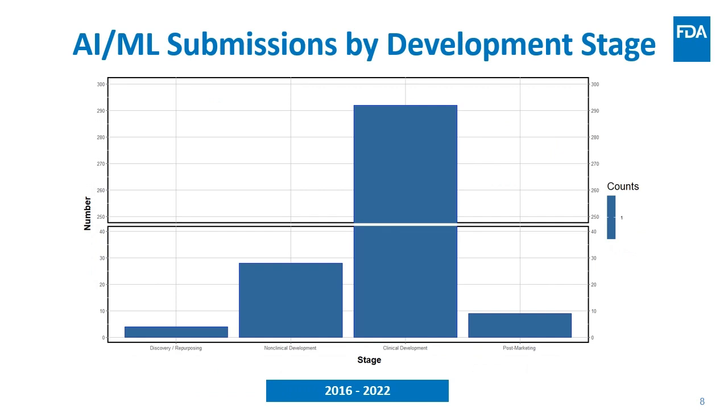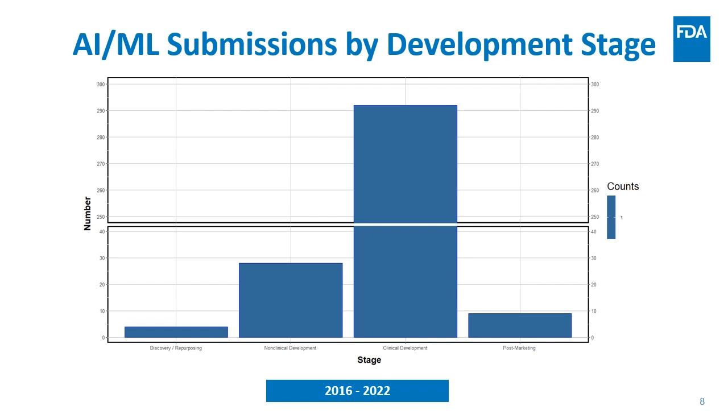From the year 2016 to the end of year 2022, there are more than 300 submissions containing AI and machine learning components. This figure provides a summary on the distribution of the focused development stages for all the submissions. We notice that using AI and machine learning for drug discovery is extremely active. However, the low level of submissions in drug discovery is not surprising because FDA is not actively involved in the drug discovery stage. Instead, AI and machine learning approaches have been used in some of the submissions on repurposing of existing compounds for alternative indications.